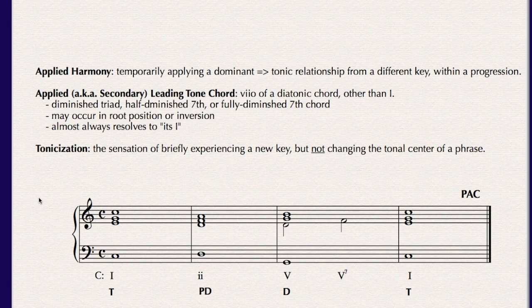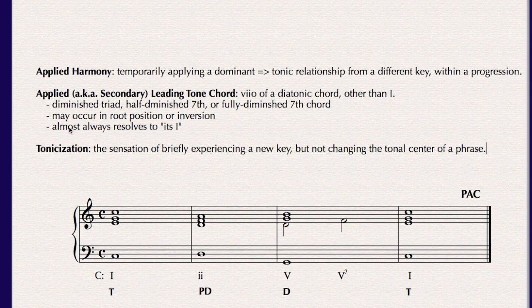An applied or secondary leading tone chord is always going to be a diminished triad, and it may have a 7, and if it's a minor 7, it would be half diminished, and if it's a diminished 7, it would be fully diminished 7. It can be used in root position or in inversion, and almost always, it will resolve to its 1.